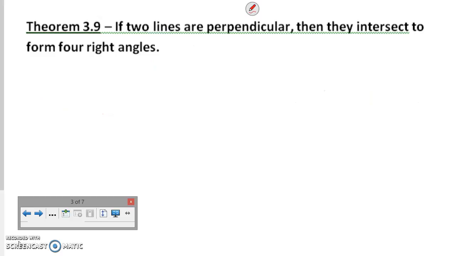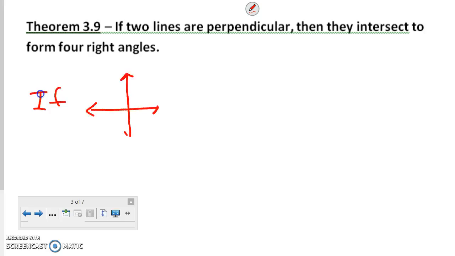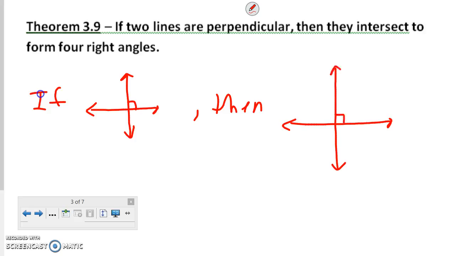All right, next theorem, theorem 3.9 states that if two lines are perpendicular, then they intersect to form four right angles. So if we think about what we know about perpendicular, we know that if two lines are perpendicular, they intersect to form a right angle. So this theorem states that there's not only one angle, but there's four right angles. This theorem is telling us we would not only have one right angle, but we would have four right angles.